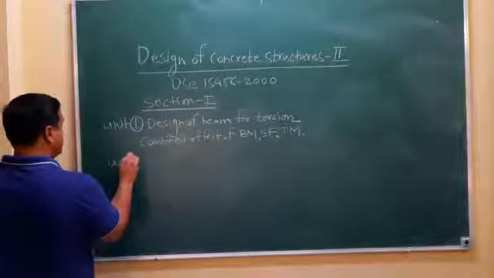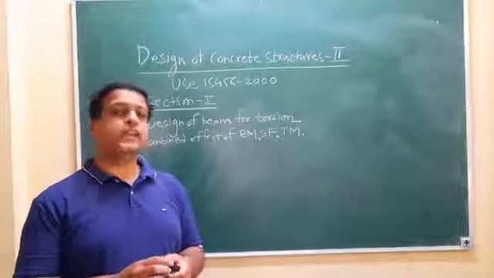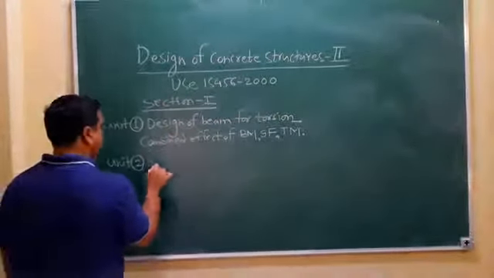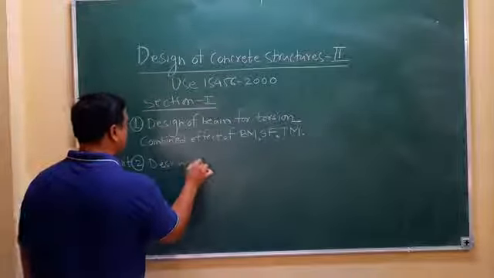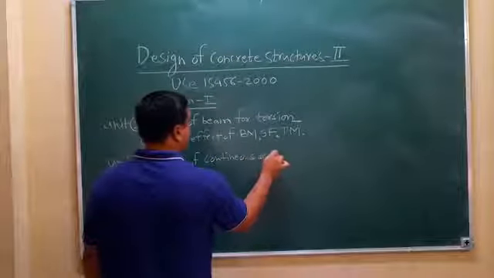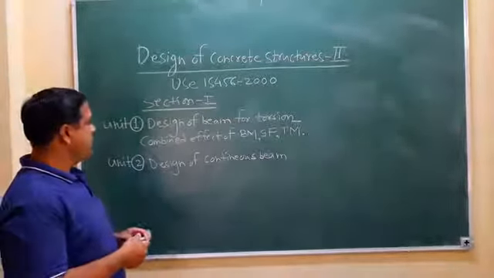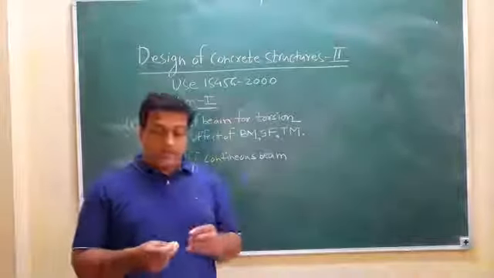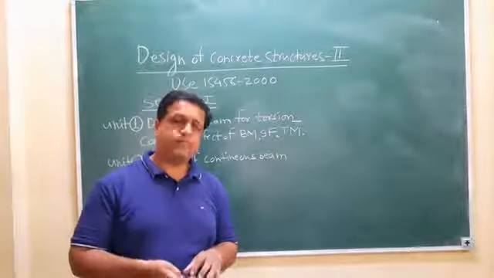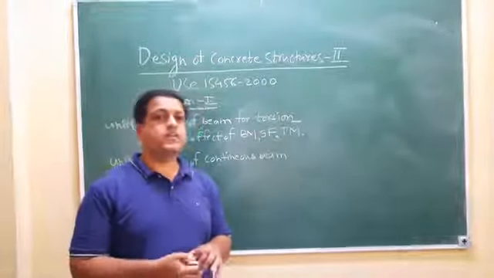Now, what is the content of unit number 2? In unit number 2, again you have to design the beam, but the beam is continuous. That means design of continuous beam, that part is covered in this unit. We know that when the beam is simply supported, it is treated as a determinate structure. But when the beam is continuous, the structure becomes indeterminate.